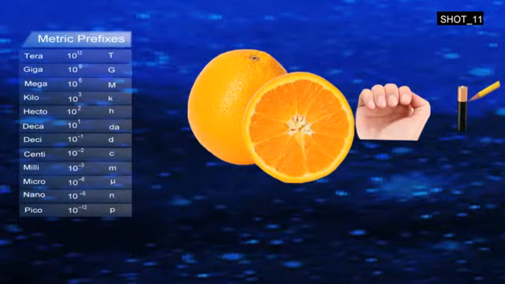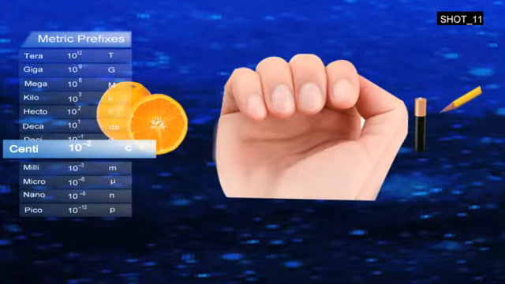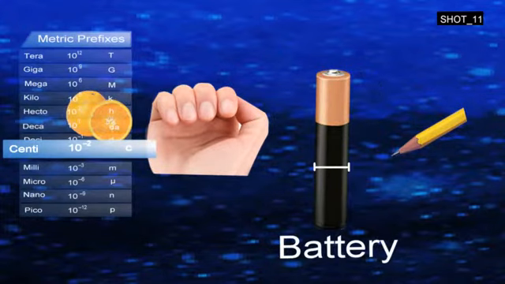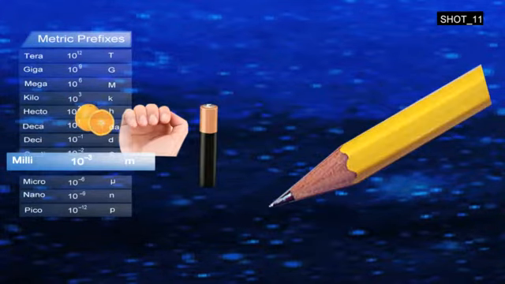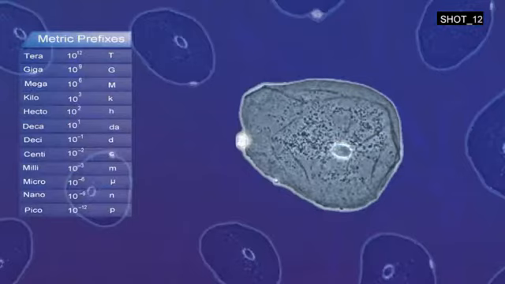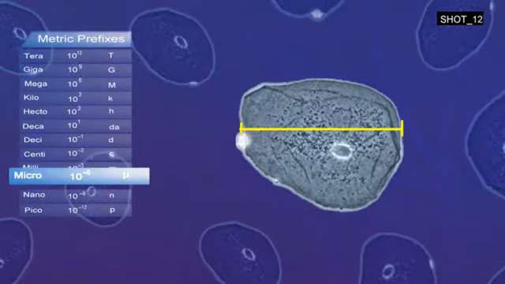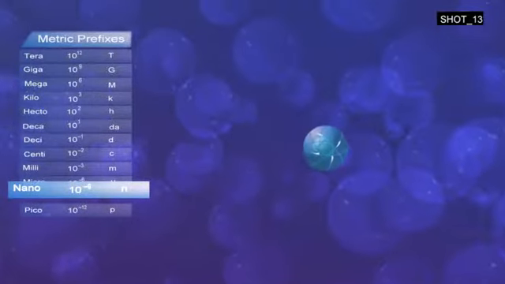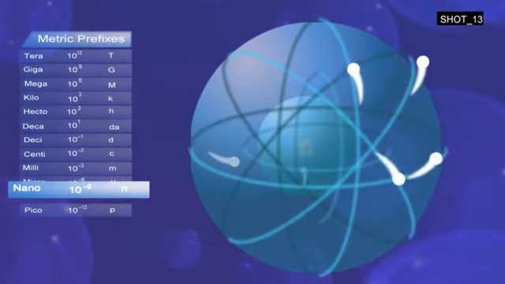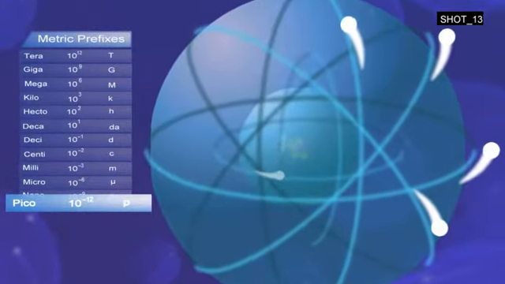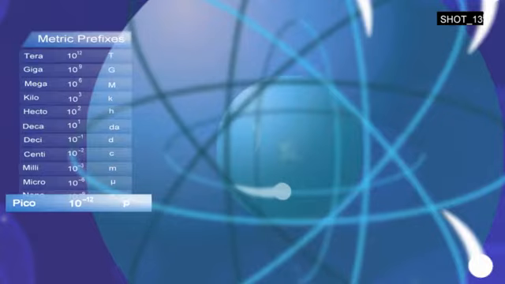If we look at things smaller than a meter, a decimeter is about the size of a grapefruit, a centimeter is about the width of a fingernail or a AAA battery, a millimeter is about the width of a pencil tip, cells are often measured in micrometers, a nanometer is about 10 times the size of an atom, and a picometer is smaller than an atom but not as small as the nucleus of an atom.